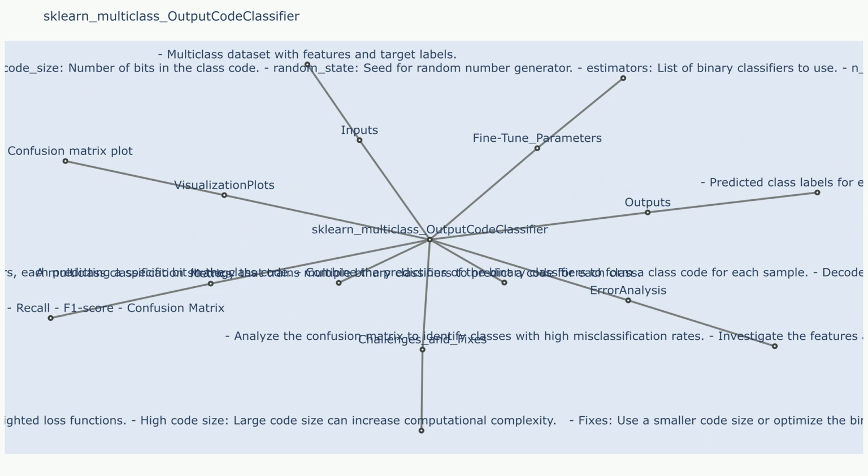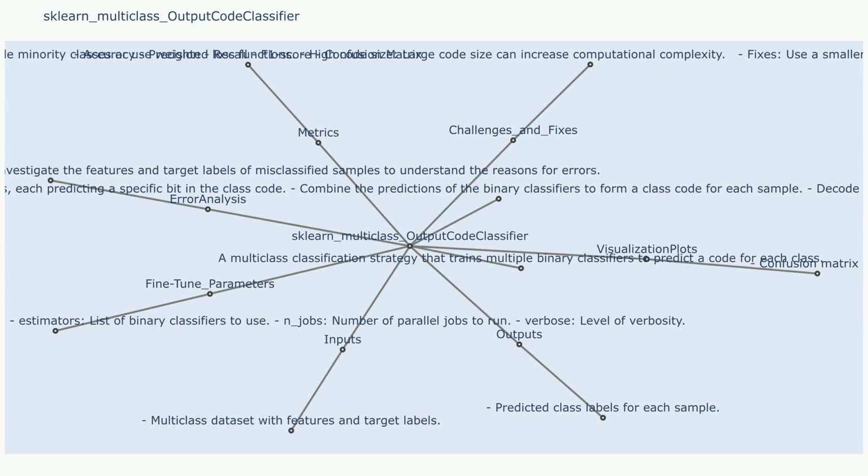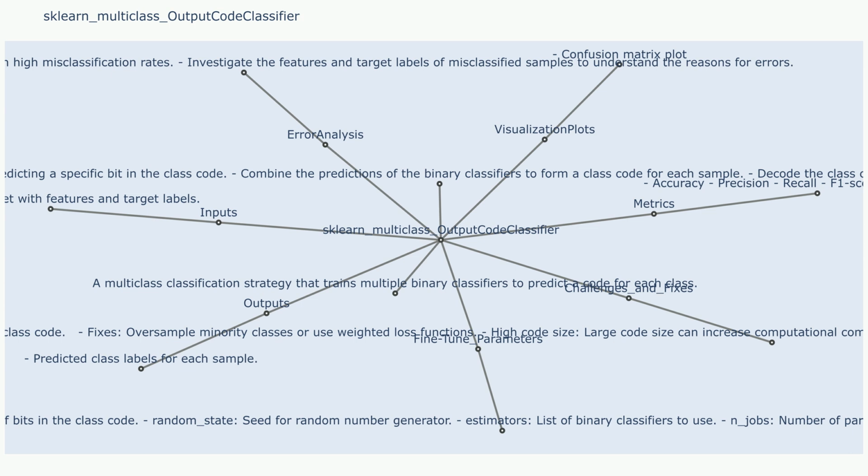Visualization plots. Confusion matrix, a table that shows the number of true positives, true negatives, false positives, and false negatives for each class. ROC curve, a plot that shows the trade-off between true positive rate and false positive rate for different classification thresholds. Fine-tune parameters.